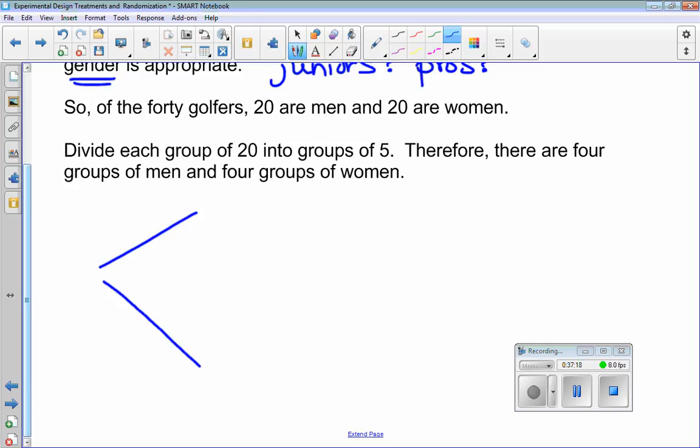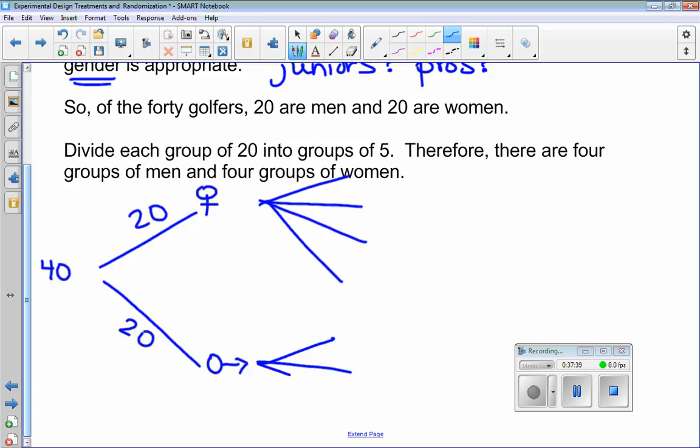I have 40 golfers. I need to have 20 females and 20 males. Would you agree with that? At this point, I need to divide each of these blocks into 1, 2, 3, and 4. I don't know what their names are. I can't think of different golf ball types right now. How many go in each of those treatments?